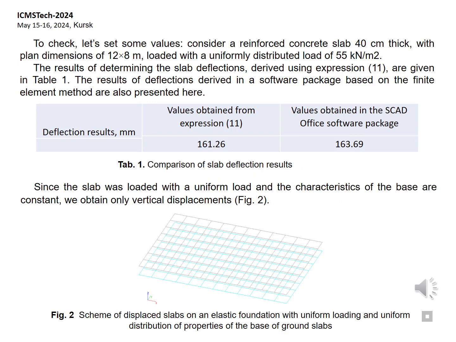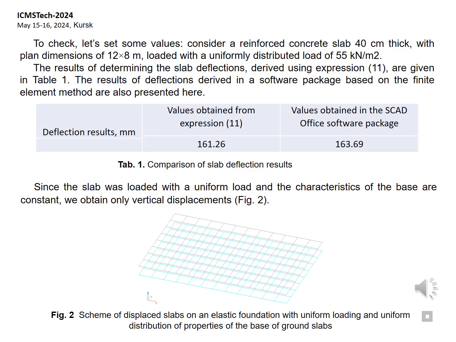Let us consider the change in slab deflections with a decrease in the strength characteristics of the soil under part of the structure. To check, let's set some values. Consider a reinforced concrete slab 40 cm thick, with plan dimensions of 12 by 8 meters, loaded with a uniformly distributed load of 55 kN/m². The results of determining the slab deflections, derived using expression 12, are given in Table 1. The results of deflections derived in a software package based on the finite element method are also presented here.